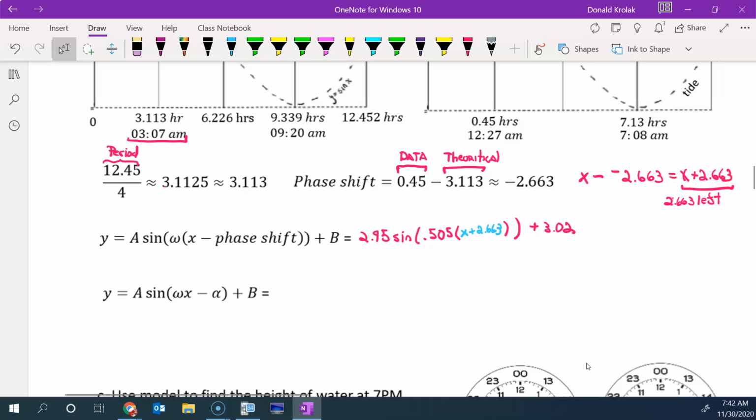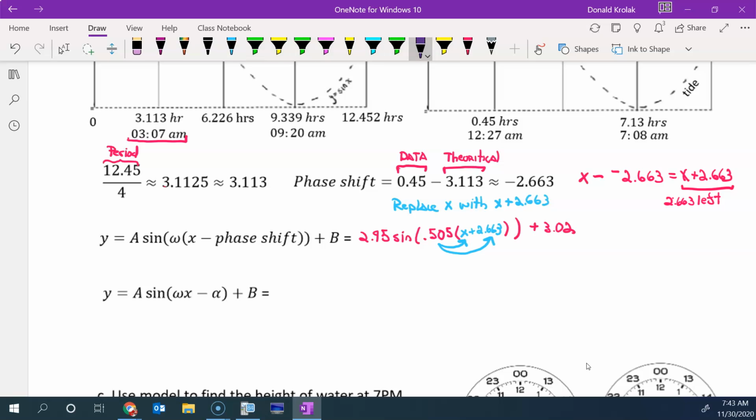So what you did here was you replaced, there used to be an x there, but now you replaced it with x plus 0.663. Okay, so to get it to look like what Math Excel wants, all you do is distribute. So I'm going to multiply those two, and I'm going to multiply those two. And that's going to give me my final equation.